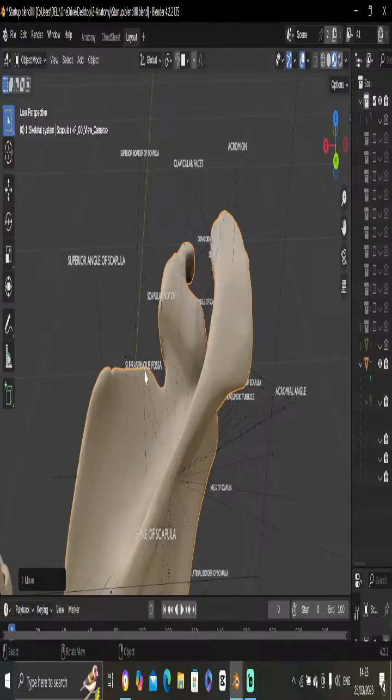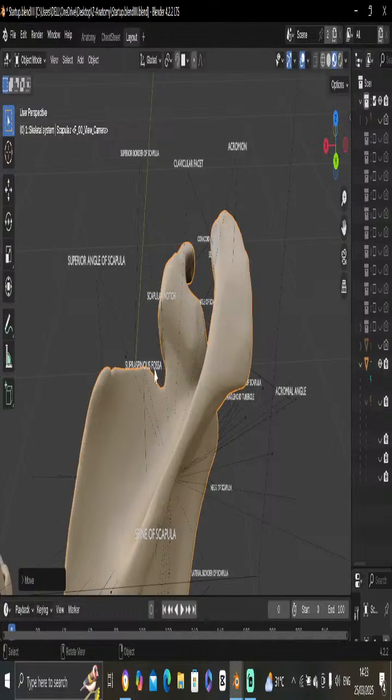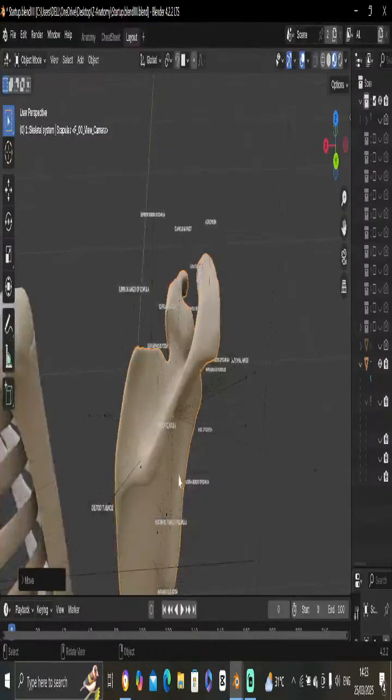In the body, there's a ligament that covers this notch. It bridges this notch over here. This is known as the transverse scapular ligament. The ligament converts the notch into a foramen, an opening, and the suprascapular nerve passes through the opening to supply the supraspinatus muscle and the infraspinatus muscle.